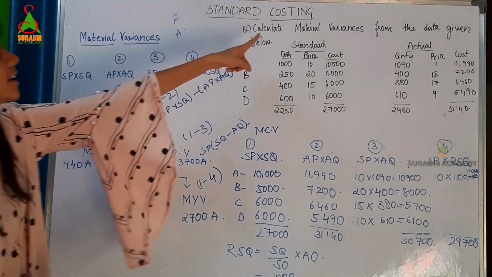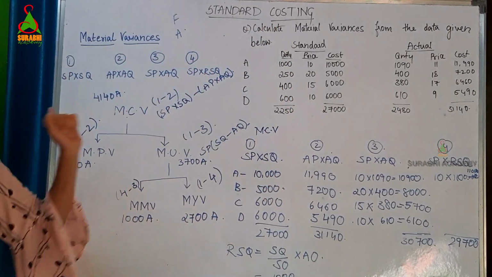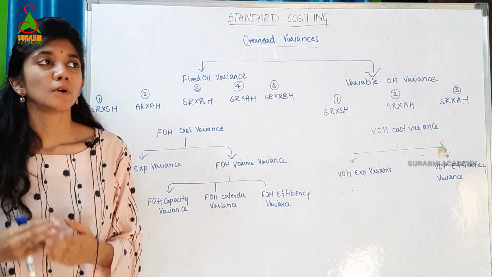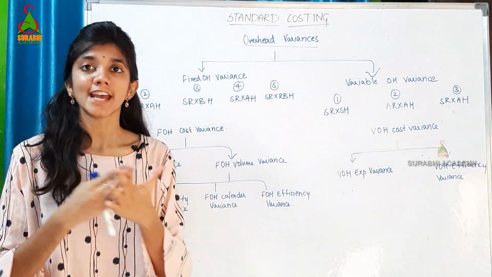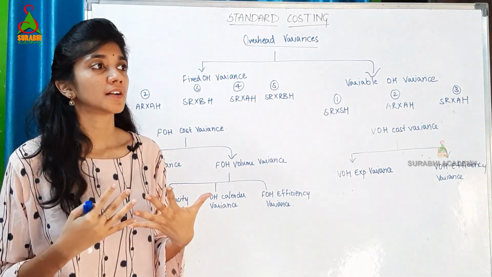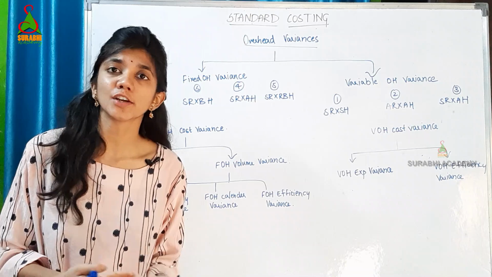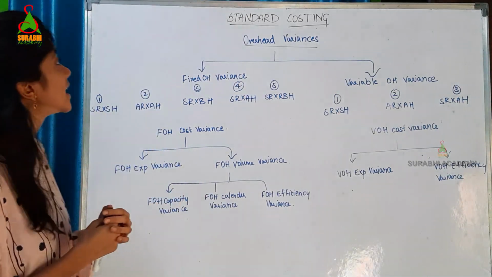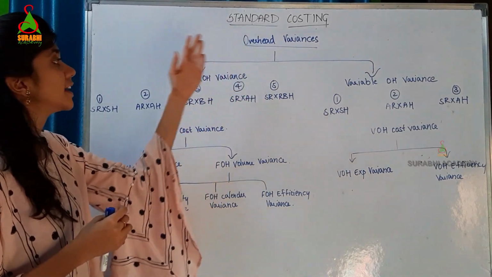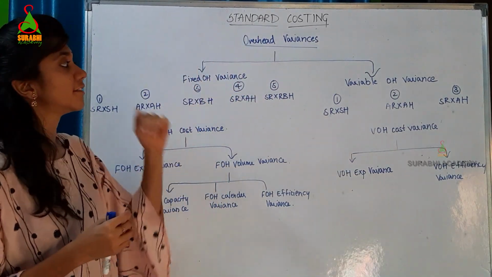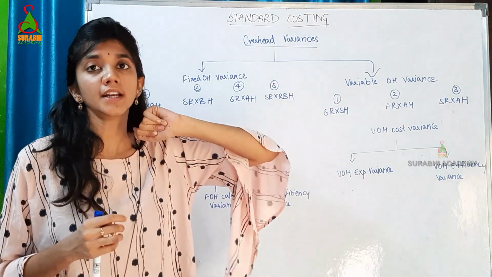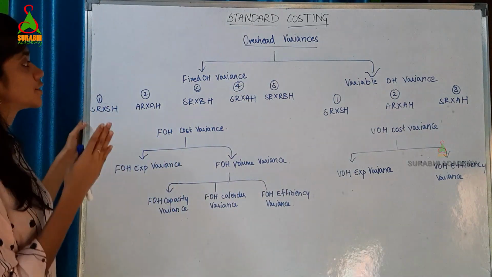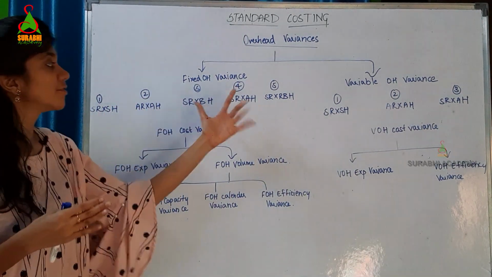If the question is given in this way, you have to solve this. Now, other than materials and labors, also we'll be incurring many costs for the production, right? And those all are called overheads. In overheads, we are having again two types: fixed overhead variance and variable overhead variance. In fixed overhead variance, again there will be 5 steps.